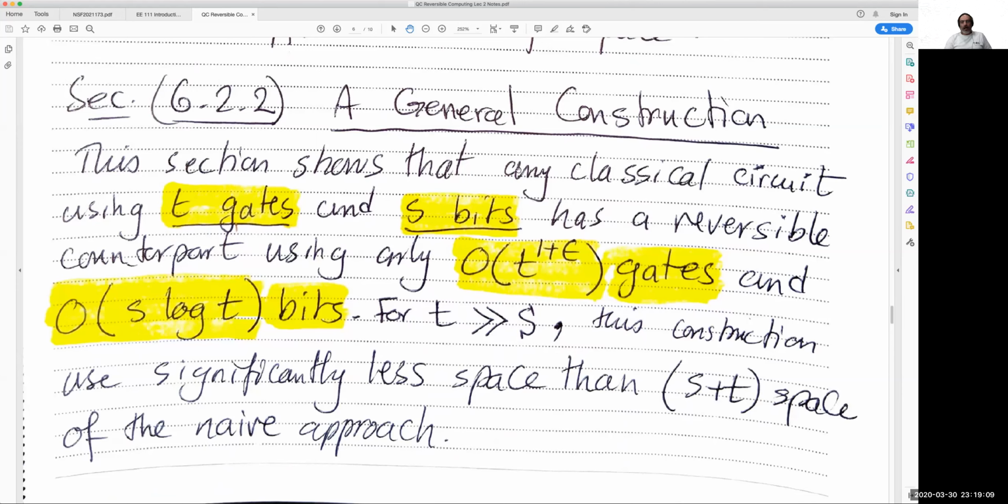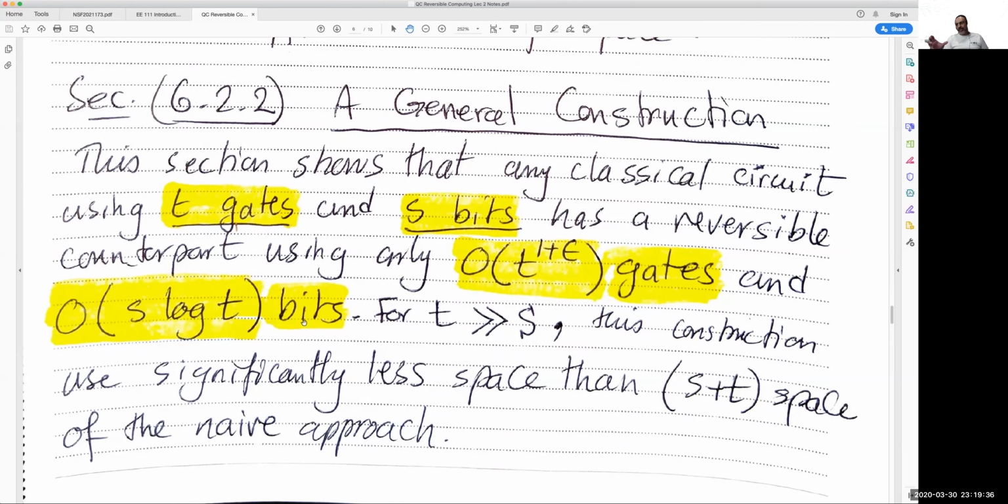So the goal here is to show that any classical circuit using T gates and S bits has a reversible counterpart that uses only order T to the power of 1 plus epsilon gates, and order S log T bits.